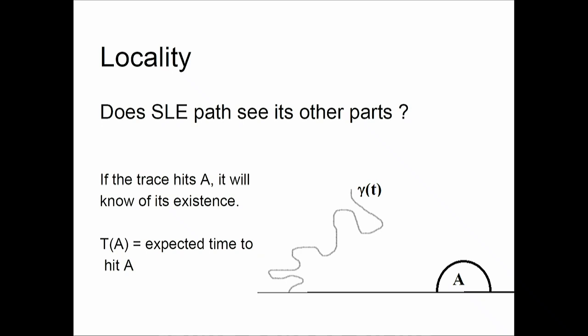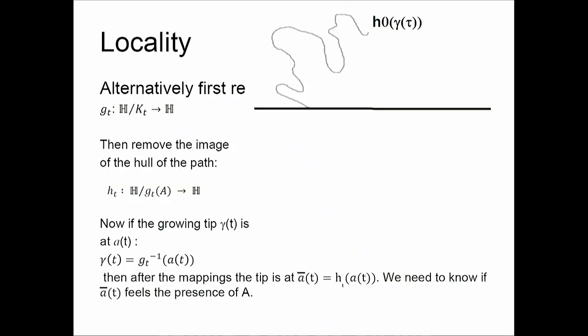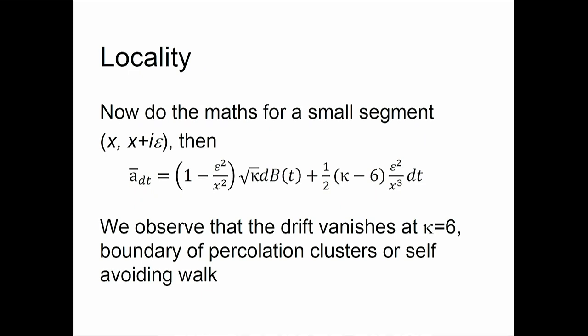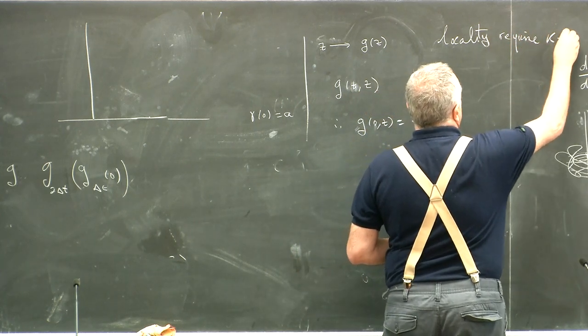You may want to say that for some physics processes, I like to have one which is blind to its past. I will jump the calculation and just give you the answer that if kappa equals 6, it will be a path which is local. It doesn't see its past. So the tip of it just follows a Brownian motion. Only one value of kappa has the property that it is local. So locality requires kappa equal to 6.